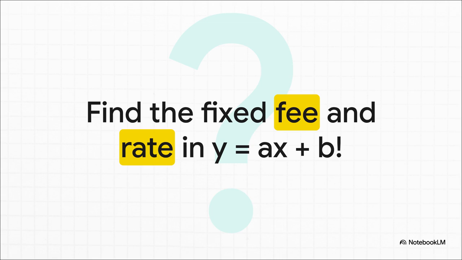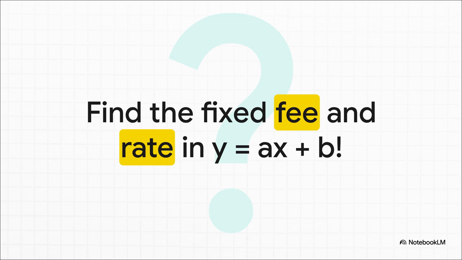A telecom company charges a fixed monthly fee plus a specific cost per gigabyte of data. 10 gigabytes costs 350 rupees, 20 gigabytes cost 550 rupees. So how do we actually find the fixed fee B and the rate per gigabyte A in our standard linear equation y equals ax plus b?